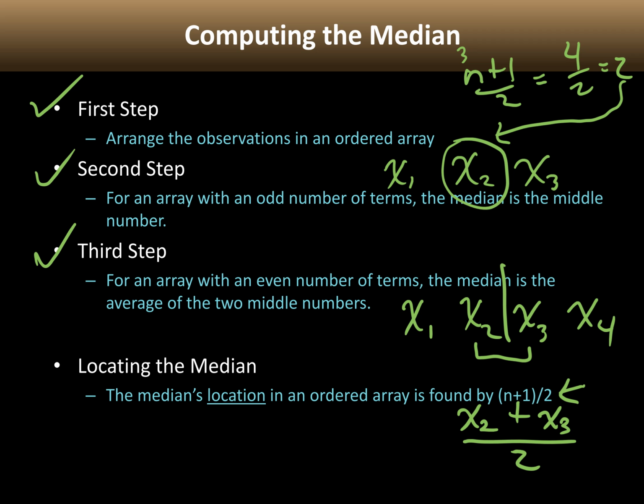If n equals 4, you would have 4 plus 1 divided by 2. That would be 5 divided by 2, which would be 2.5, meaning that you would take the average of the second value and the third value to get the middle in between. So you would take those two values, add them together, and divide by 2 to get the median value, which is what we did.